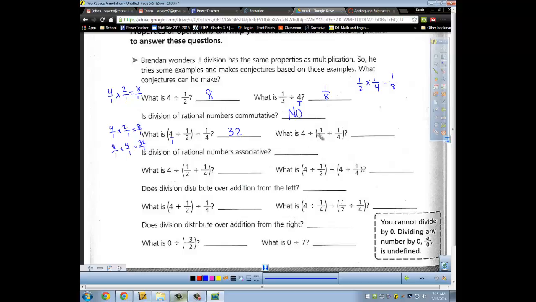Okay, next, what is 4 divided by 1/2 divided by 1/4? Well, I already know 1/2 divided by 1/4 is 1/8 because I found that up here. So that's 4 over 1. 4 over 1, change division to multiplication, flip the second fraction.